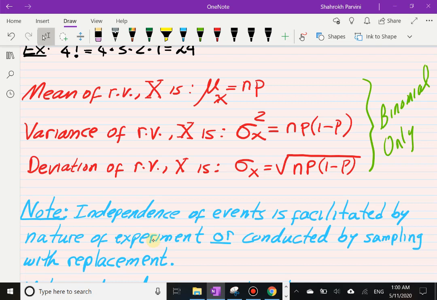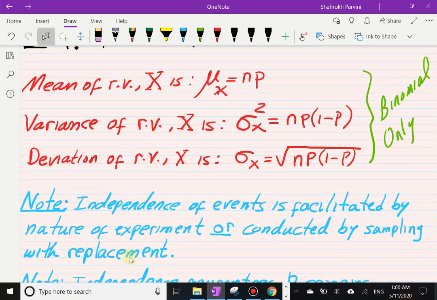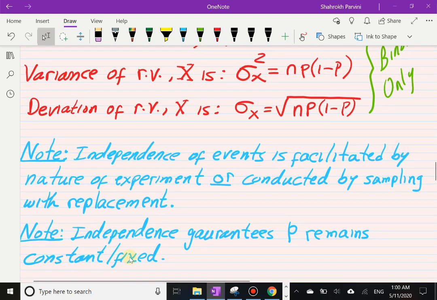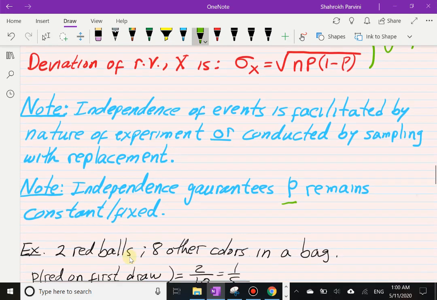Or we can do this by conducting sampling with replacement. Now, sampling with replacement, remember, is when you select a subject and then you put them back in the population, so they have a chance to be selected again. And that guarantees the probability of selection does not change. Okay, and there you go. The independence guarantees that p, the probability of success, remains constant or fixed from trial to trial.